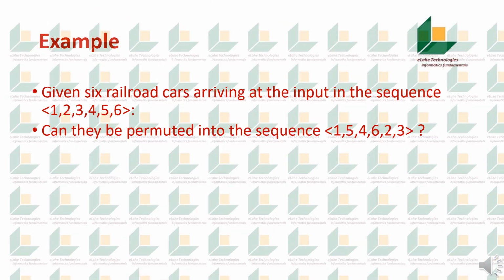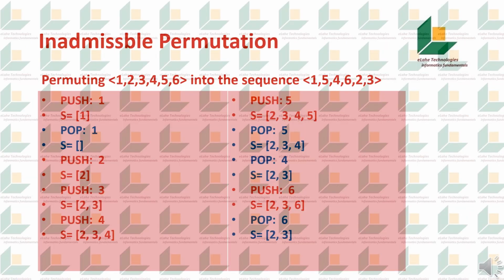We consider another example. We are given the arrival sequence of railroad cars as 1, 2, 3, 4, 5, 6. We need to determine if the arrival sequence can be transformed into the departure sequence 1, 5, 4, 6, 2, 3. The configuration of the stack as the input is processed is shown here. We first push 1 and then pop the same. Next, we push 2, 3, 4, 5 in that order. Next, we pop 5 and then 4. Then we push 6 and pop 6.